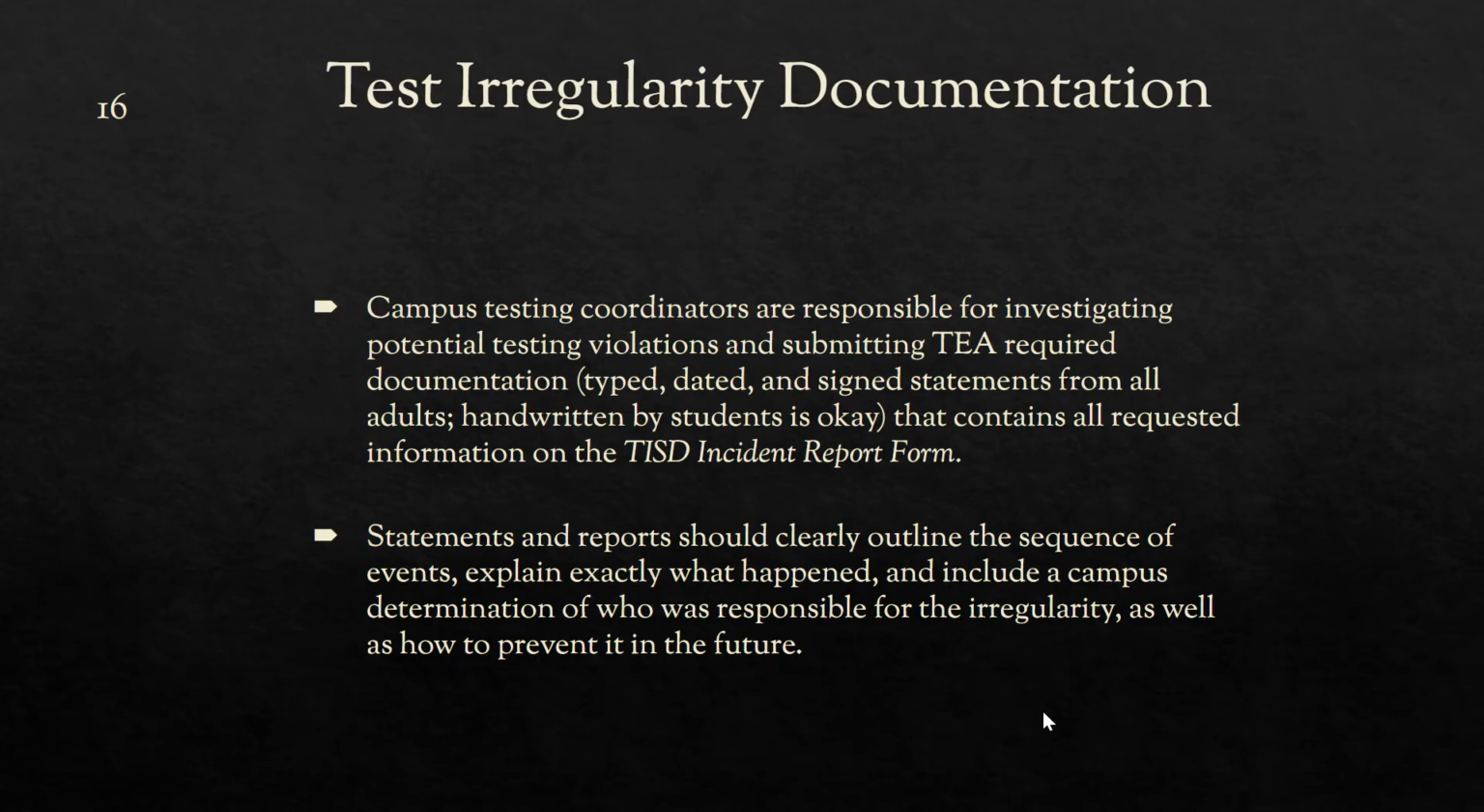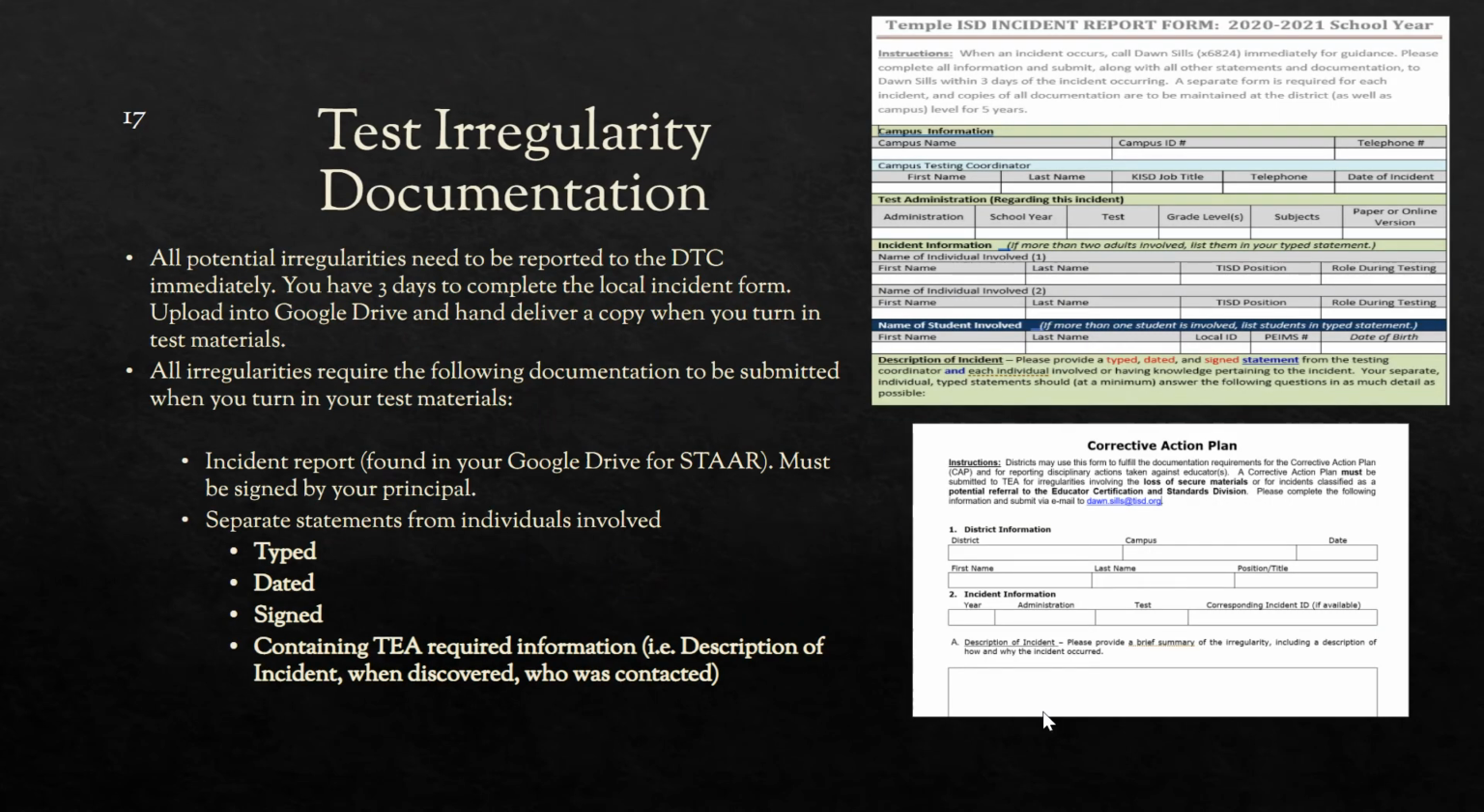So TISD, we do have an incident report form that will need to be filled out. Again, like I said, they want a clearly outlined sequence of events, exactly what happened, what people said, what people heard, what they did. I mean, very detailed. And then we also need a corrective action plan as to how we can prevent this in the future. So these are what our forms look like. Again, you will not be filling out the corrective action plan if that is indeed needed. But if there is an incident, the incident report form will need to be filled out. And so just so that you're aware of what that will look like.